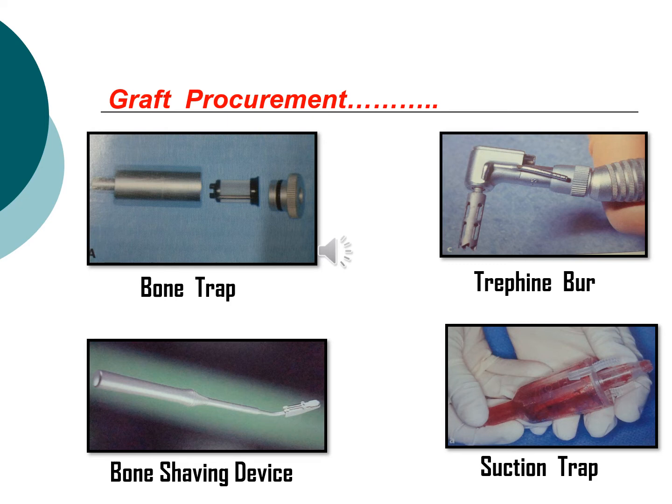Some of the equipment available to procure the graft materials. We have something called a bone trap that I'm going to tell you about later. We have a trephine bur, and we have bone shaving devices, and of course a simple suction trap which filters out the small bits of bone fragments which can go to waste during the sectioning process.